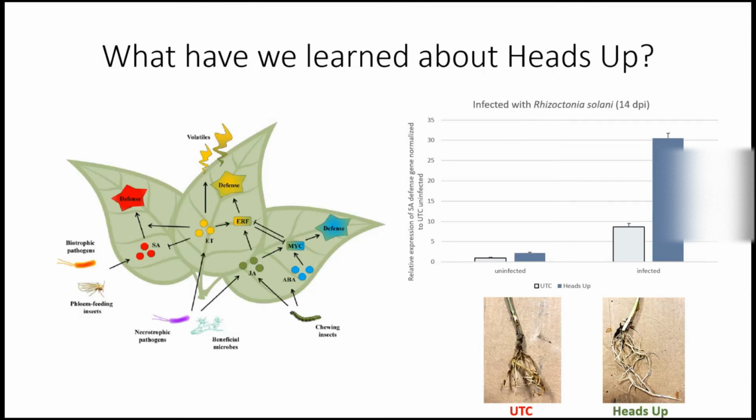So right here are the phenotypes of these plants that I collected the tissue from. On the left, your untreated plant, and on the right, the Heads Up treated plant. This root rot pathogen was really able to do a lot of damage to the untreated plant, whereas with the Heads Up treated plant, you see less severe symptoms, and this is strongly correlated to the elevated expression of this specific gene.